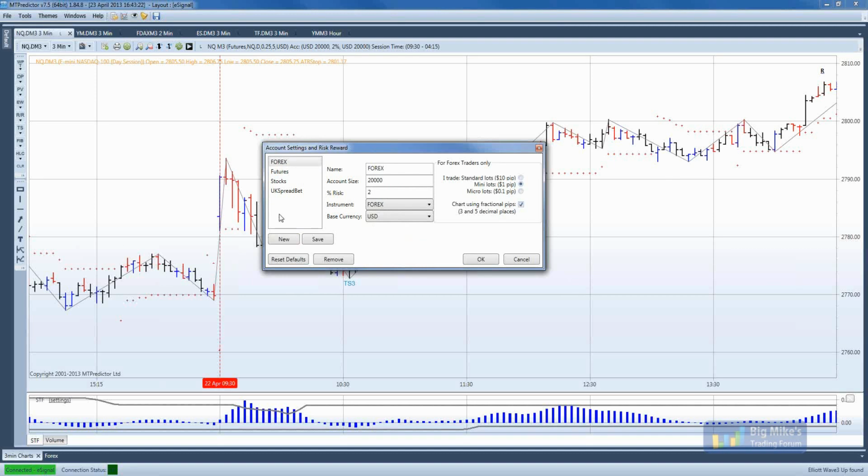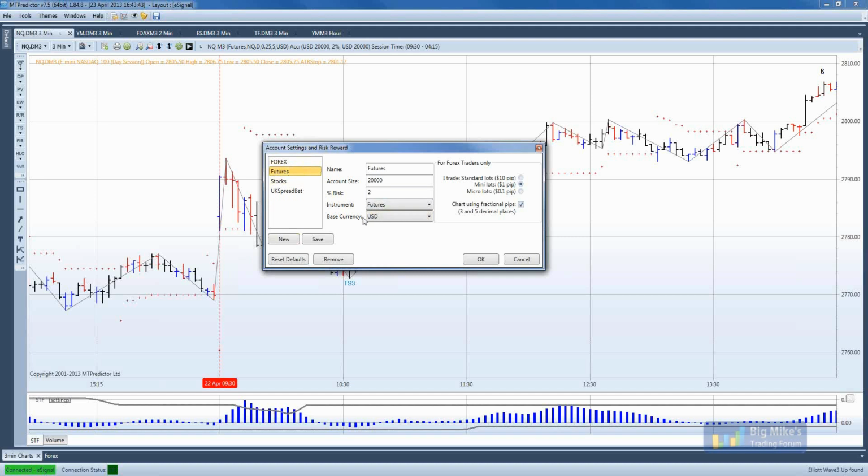But before we get there, you can set up different risk parameters for your futures, for stocks. So you can see for stocks, we actually put in 0.5% risk, futures 2%, but you can vary all this as you wish to. You can add in new parameters here as well if you want to have different ones as well. It's all very configurable.